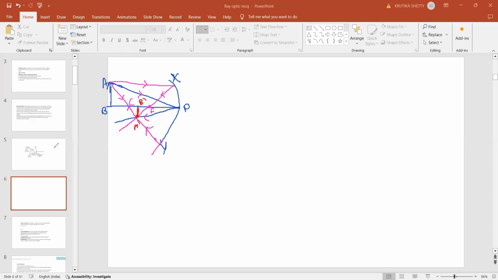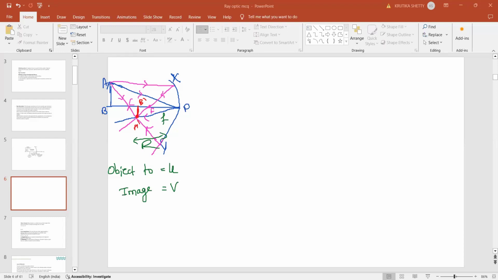Now whatever the distances are there, we will write them. From the object to the pole, the object distance we denote as U. Where the image is formed, from the pole the distance is taken as V, the image distance. The focal length comes here. The radius of curvature will be here. Now let us start with the derivation here, students.